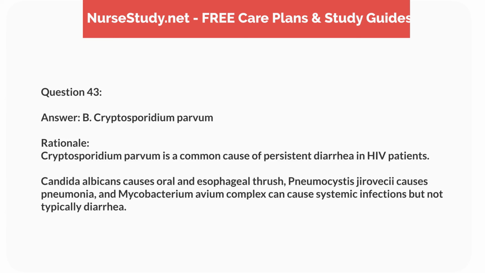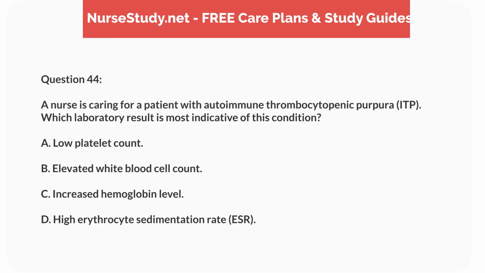Question 43. Answer: B. Cryptosporidium parvum. Rationale: Cryptosporidium parvum is a common cause of persistent diarrhea in HIV patients. Candida albicans causes oral and esophageal thrush, Pneumocystis jirovecii causes pneumonia, and Mycobacterium avium complex can cause systemic infections but not typically diarrhea.